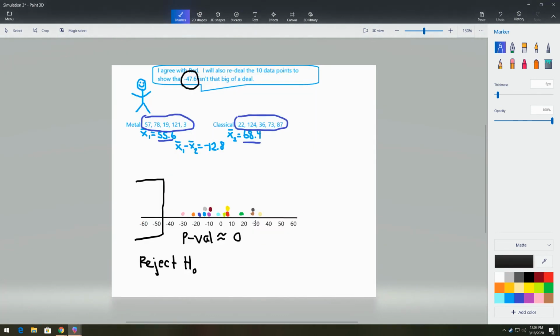So the evidence based on my simulation suggests that, yes, that 47.6 is a big deal. It didn't happen by chance, most likely. And the classical music is responsible for the difference being so big between my 2 groups.